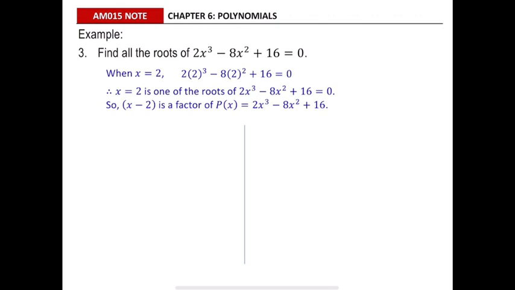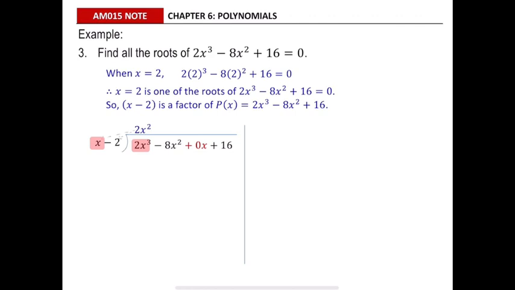If x equals 2 is the root, then x minus 2 must be the factor. So the next step is to do the long division. Put the factor on the outside and the expression on the inside. And we add plus 0x so that it is easier to solve later. So first we divide 2x cubed by x and we get 2x squared.